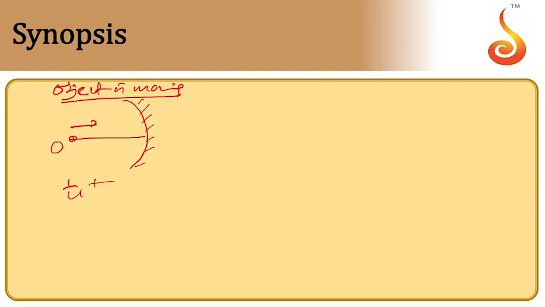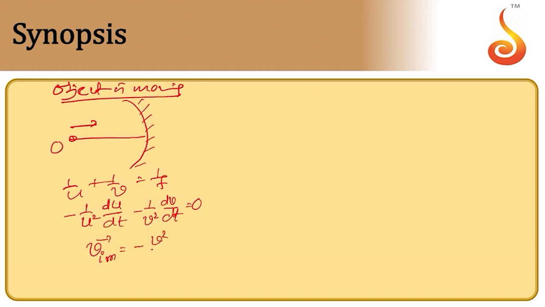So, I can write 1 by U plus 1 by V is equal to 1 by F. I can differentiate it with respect to t. So, I will get minus 1 by U square dU by dt minus 1 by V square dV by dt is equal to 0, or velocity of the image is equal to minus V square by U square times the velocity of the object. This can also be written as minus M square times the velocity of the object. This is the velocity of the image with respect to the mirror, and this is the velocity of the object with respect to the mirror. This part is dU by dt, and the left hand side is dV divided by dt.